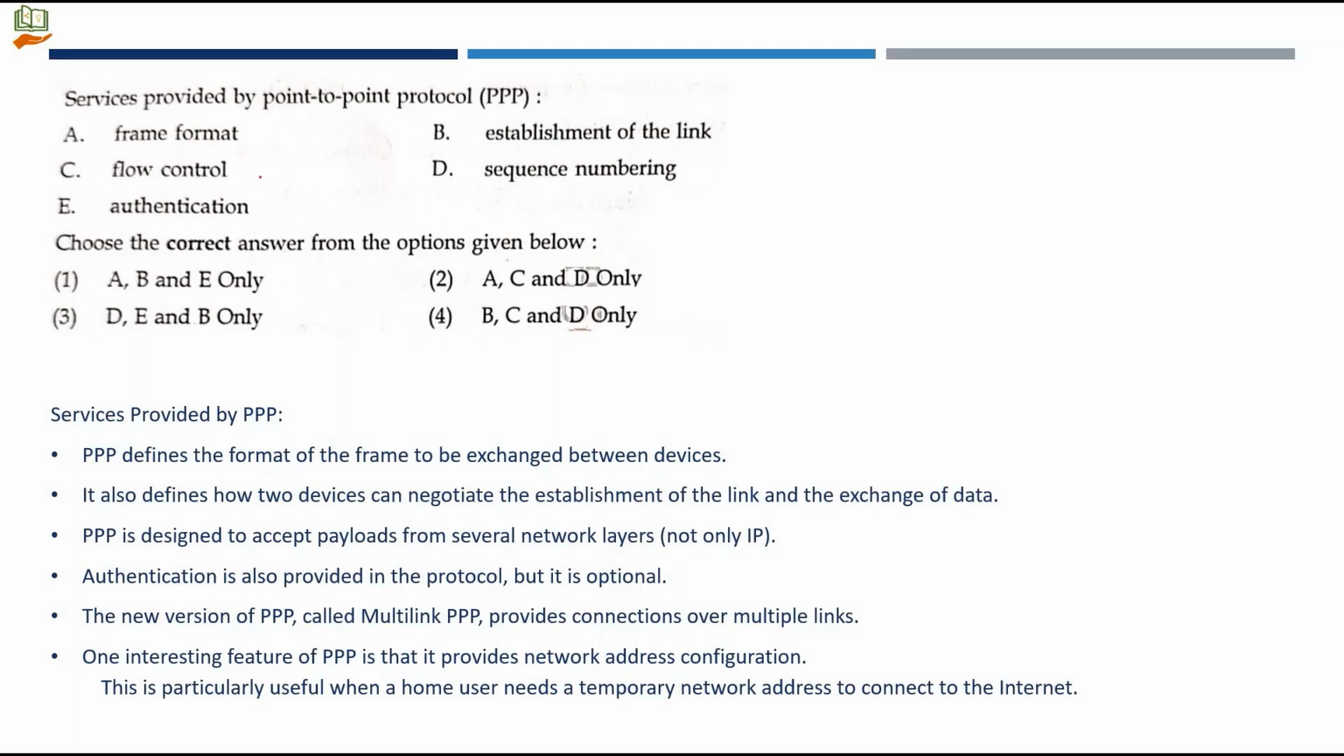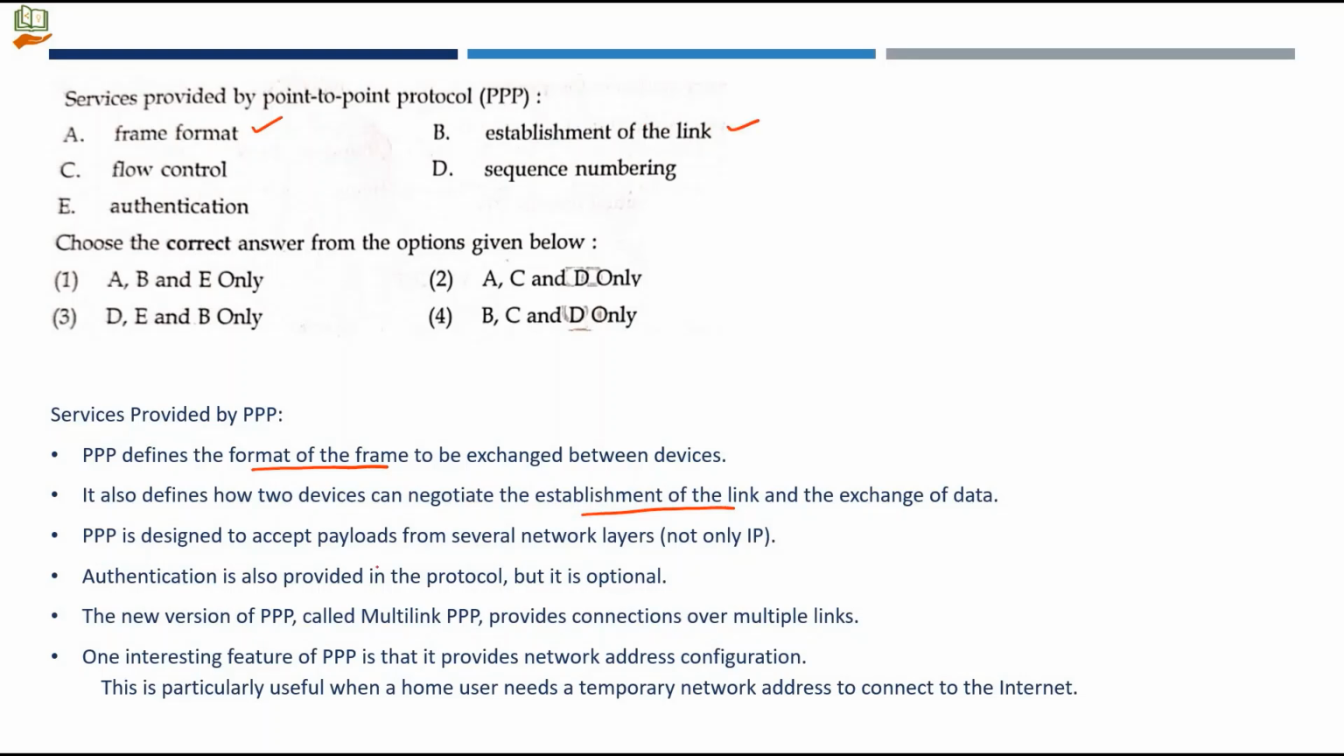Option A is talking about frame format, and here we have the first point stating it defines the format of the frame. So A is there. Establishment of link is option B. Here it talks about how it defines how two devices can negotiate the establishment of the link. So B is also there.